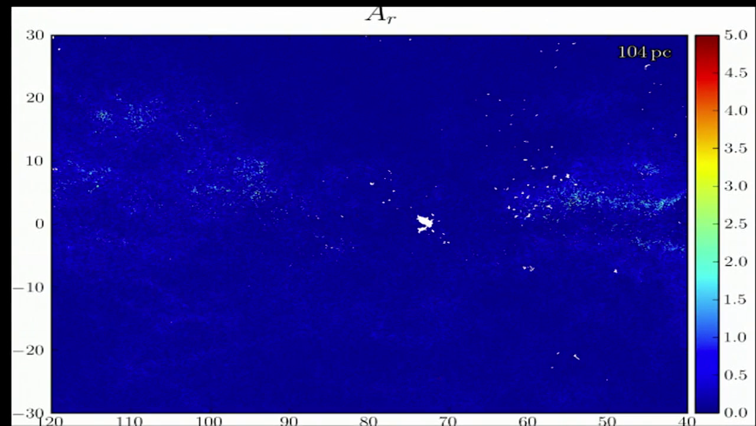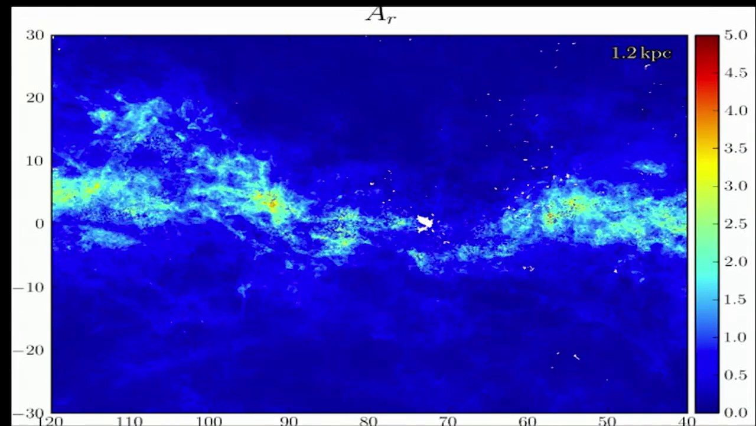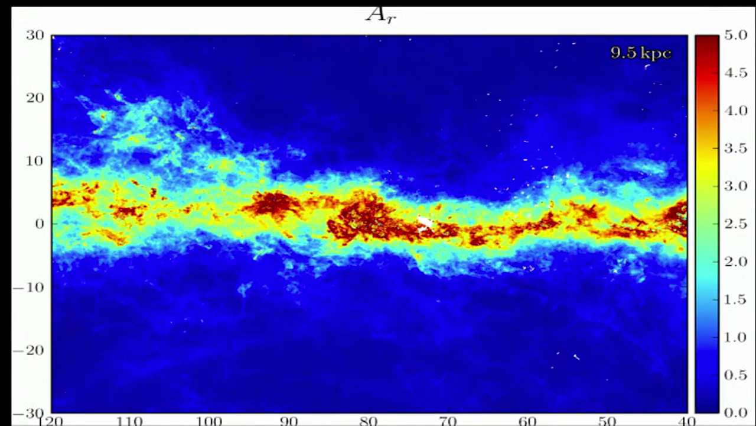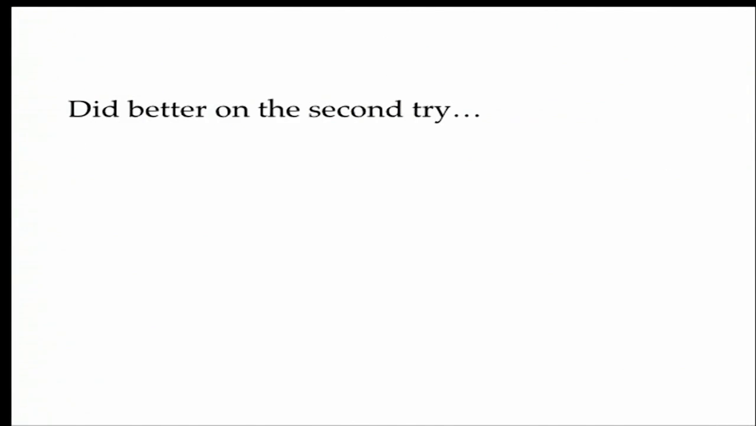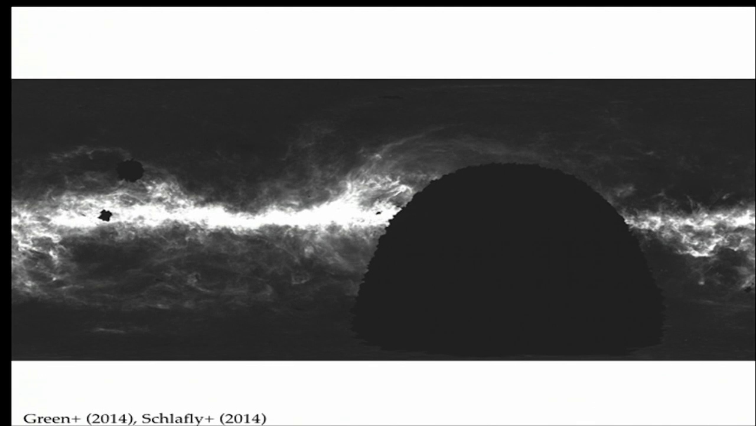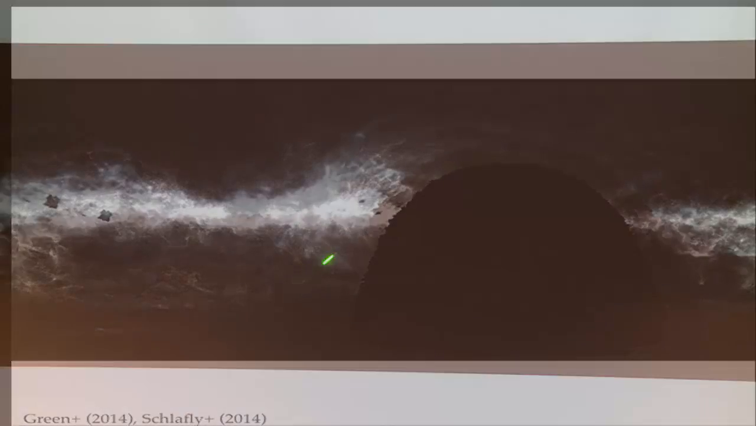This is the same thing, just zooming in on a little patch of that sky. As we go out in distance, it's the cumulative amount of dust. So we wrote some papers, and then we waited for the survey to actually be completed and ran things again, and did a little better on the second try. I'll just do grayscale now instead of the obnoxious rainbows. So this is 3/4 of the sky, now missing very little.